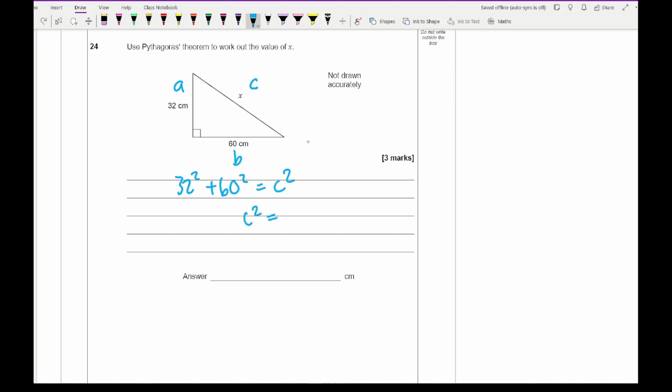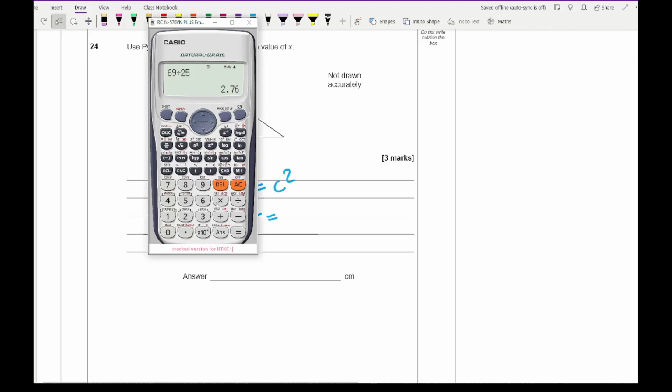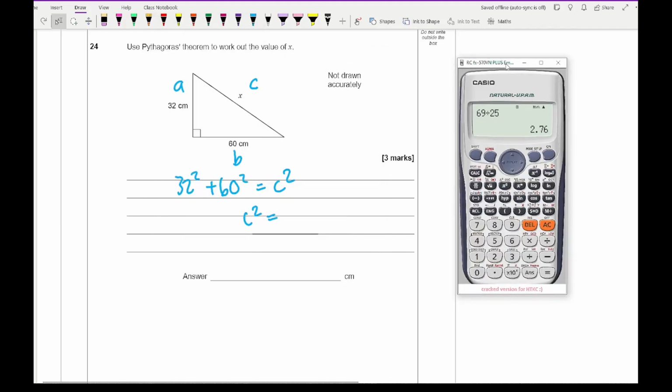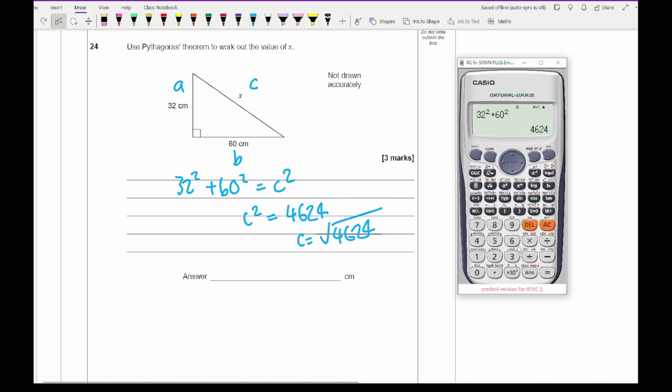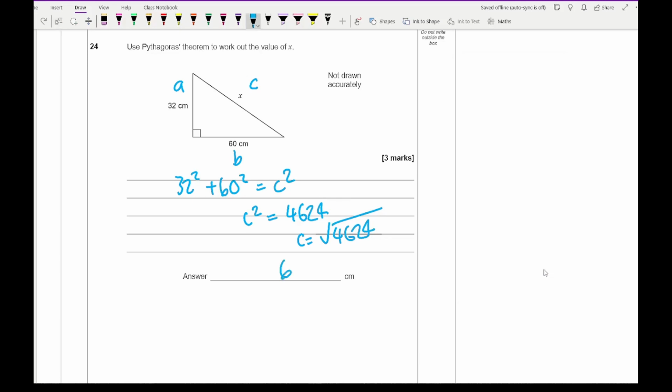So C squared equals, and again, put that on your calculator, shift it so you can actually see the numbers. So we've got 32 squared plus 60 squared equals 4624. And so C equals the square root of 4624. And if I type that into my calculator, I get an answer of 68.